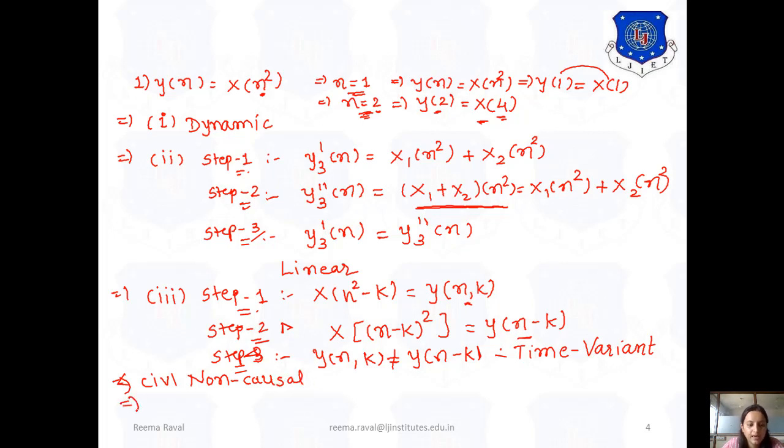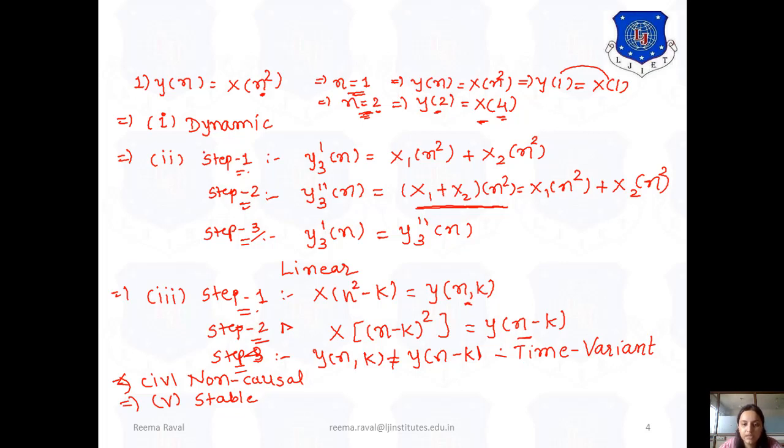And the fifth property is whether the system is stable or unstable. As you can see here, if the input, that means if n is finite, this will give us a finite output function only. So this will be a stable system because it satisfies the bounded input, bounded output condition. That means for an input of finite range, it will give the output of finite range. So this is a stable system.